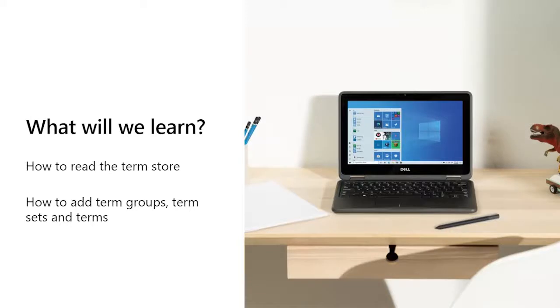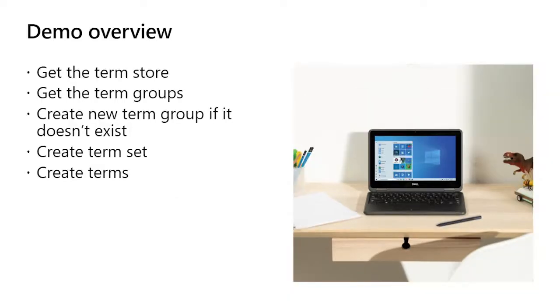So what are we going to learn about the term store? Obviously the basics in this case, how to read from it, and then how to add term groups, term sets, and terms. In terms of our flow for this demo, we're going to do the gets. We're going to create a new term group if it doesn't exist. So we'll actually iterate through the groups that are there, look to see if a target group exists, and if it doesn't, we'll create it. We'll create the term set underneath the group, and then we'll create whatever terms we decide we need in order to fulfill the scenario that we're looking at.